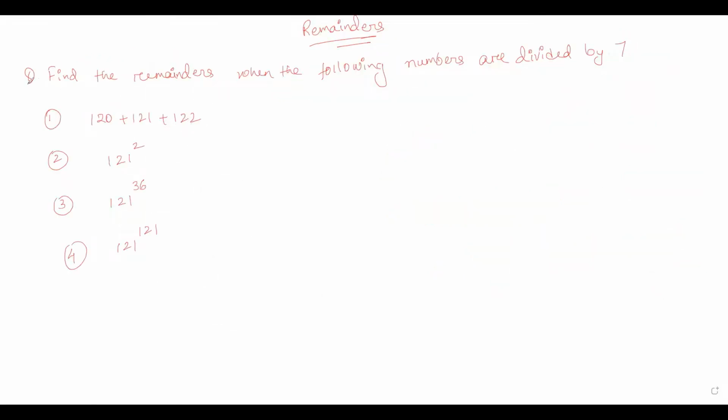Now, let us find some remainders when these numbers are divided by 7. The first one given here is 120 plus 121 plus 122 divided by 7. Well, one thing that we can do here is add these three numbers and then divide it by 7 to find the remainder. Or what we can do is the remainder of this sum would be the same as the remainder of 120 by 7 plus the remainder of 121 by 7 plus the remainder of 122 by 7.